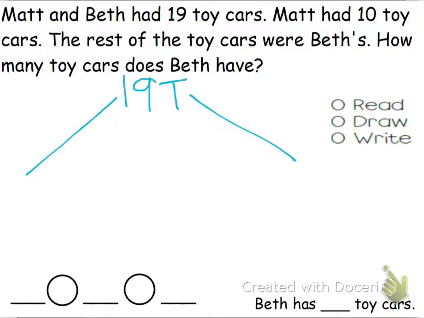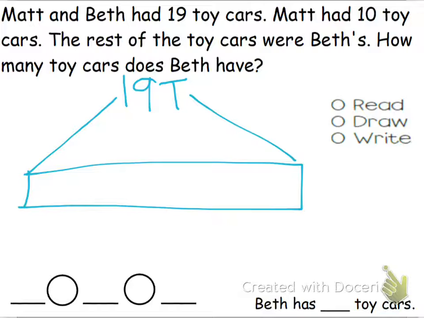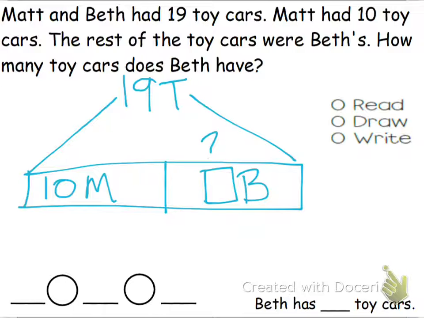So now let's move on. This is going to be my box for my 19. Matt had 10 toy cars. So we know that 10 of those toy cars Matt had. The rest of the toy cars are Beth's. Do we know how many Beth has just yet? Nope, it doesn't tell us. We have to figure it out.